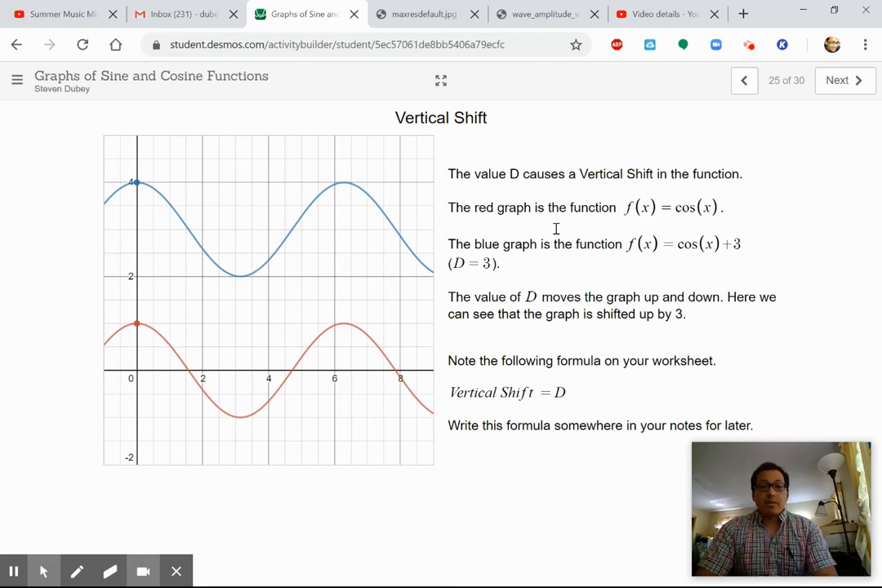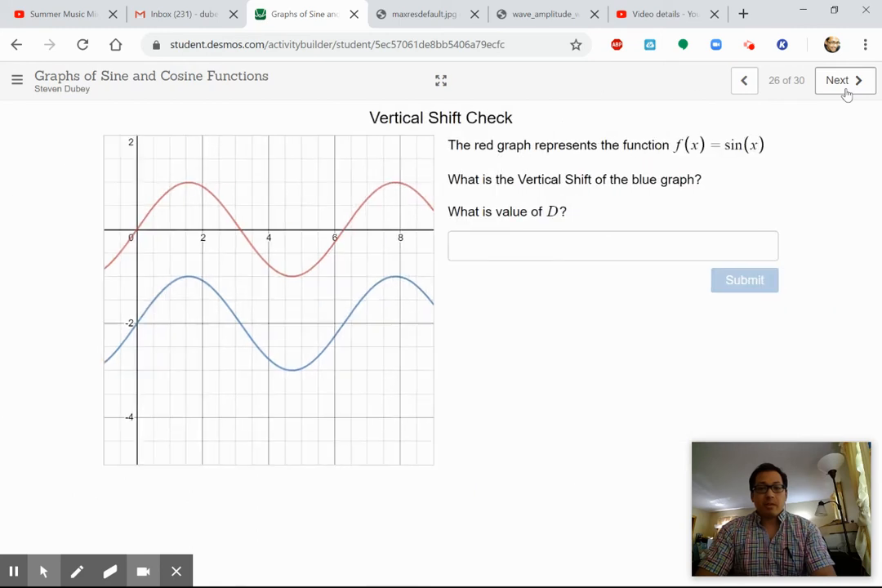So if we do cosine of x in red, and then cosine of x plus 3 outside the parentheses, that means D is equal to 3. It just shifts the function up by 3. It shifts everything up, including what I like to think about as the midline. The midline is normally 0, right? So you could think this is plus 0 at the end. Now the middle of the graph is at 3. And so the highest value goes to 4, and the lowest value goes to 2, because we haven't changed the amplitude. So vertical shift is equal to the value of D. That's an important formula to maybe write down for later.